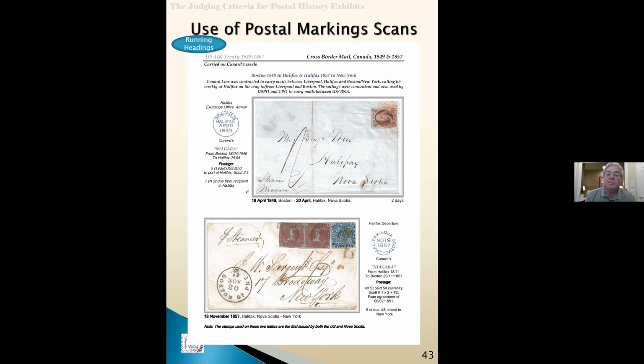So the exhibitor has picked two covers to describe this, one going from Nova Scotia, and one going from New York to Nova Scotia. And subtly, he says each of the two covers have the first stamp of the US and the first stamp of Nova Scotia. It doesn't say that they're rare covers or anything about the stamps to convey a rarity, but the message is probably there to the judges and the viewers. It's two nice covers to describe his cross-border mail.